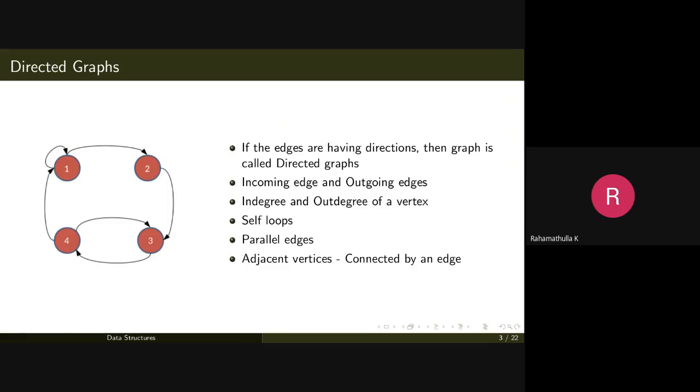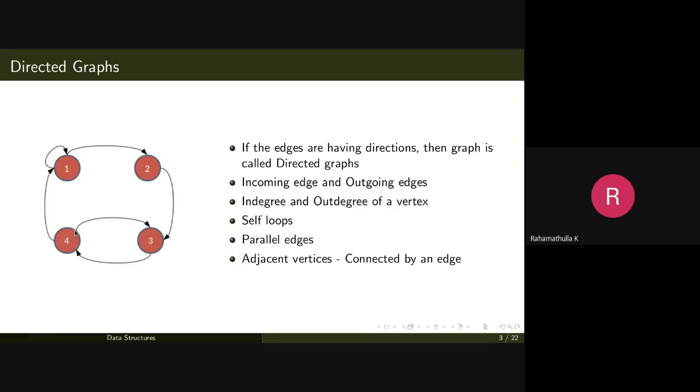A self loop is an edge which is an incoming edge as well as an outgoing edge for a particular vertex. For example, this edge, which is an incoming and an outgoing edge for vertex 1, an edge from vertex 1 to vertex 1, is called a self loop. Parallel edges are those edges which are between the same pair of vertices. For example, this edge and this edge are called parallel edges. An edge going from 3 to 4 and another going from 4 to 3 are known as parallel edges.